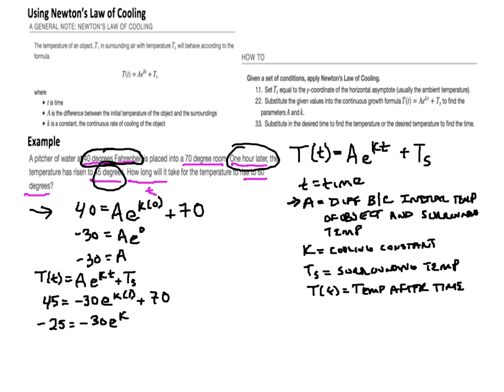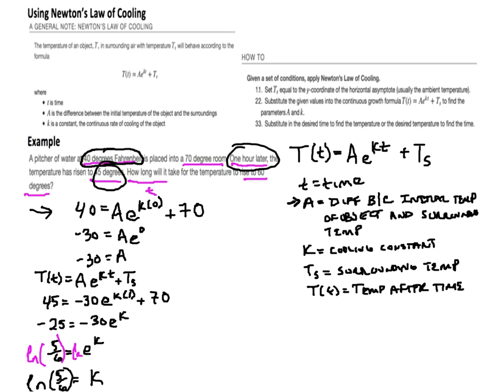Divide both sides by negative 30. On the left-hand side, I'll get negative 25 divided by negative 30, which reduces to positive 5/6 equals e to the k. I'm going to take the ln of both sides. When I take the ln of the right-hand side, I just end up with k because that exponent comes out front, so I get my constant of cooling as the ln of 5/6.